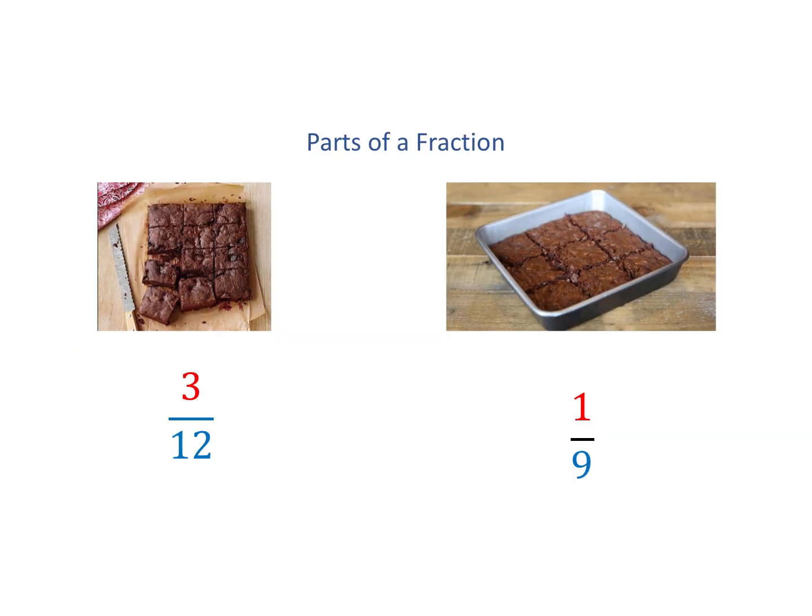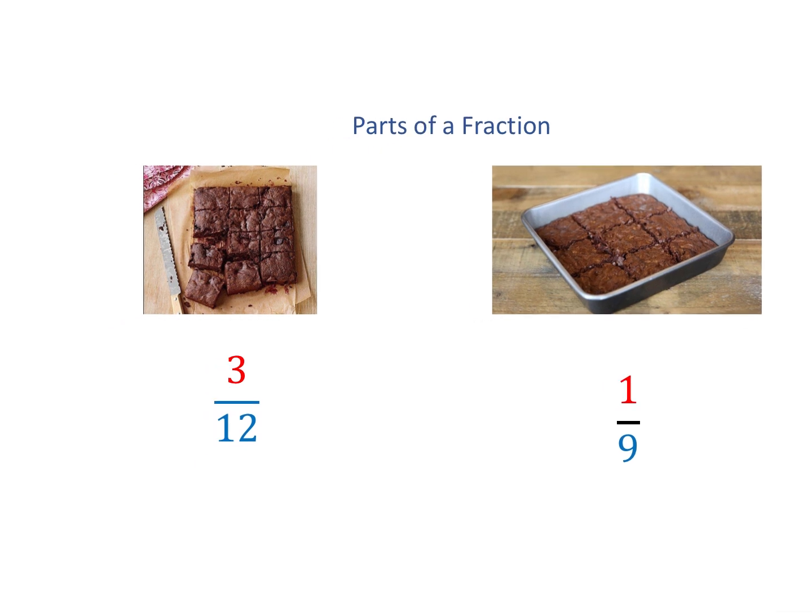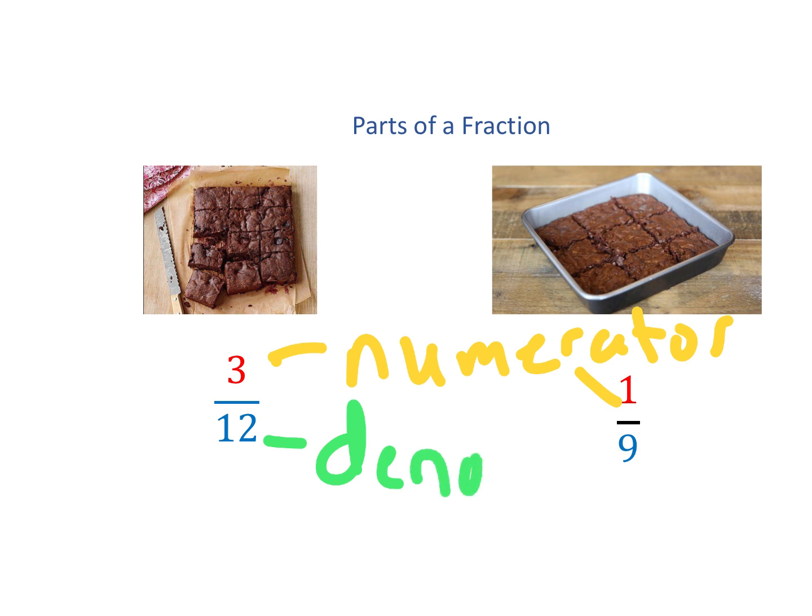So when we look at our parts of a fraction, we have two different parts that we can look at. The first is the top, which we call our numerator. The bottom, denominator. The top number refers to how many pieces of the whole that we have. The bottom number, our denominator again, refers to how many pieces the part was cut into.